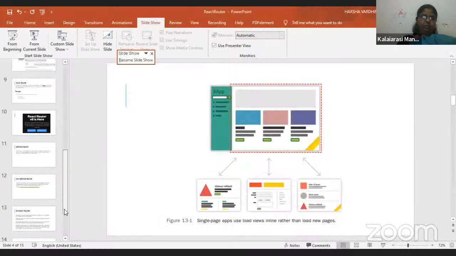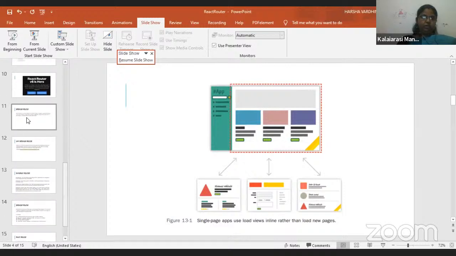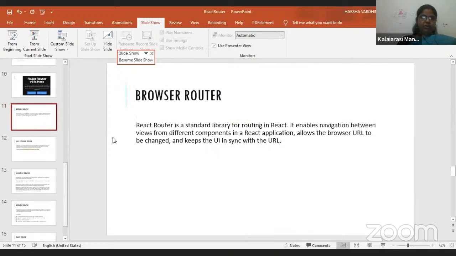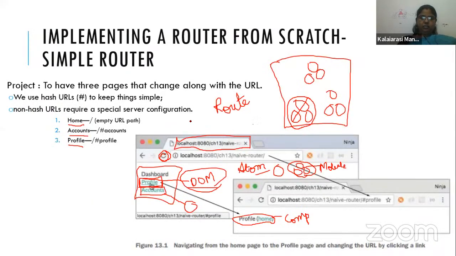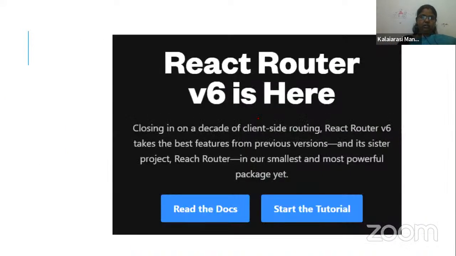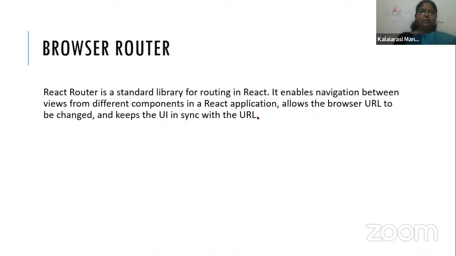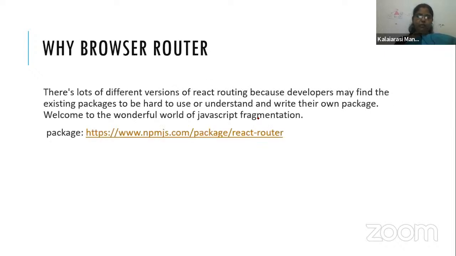Again, I'm entering into the PPT. We were in the concept of browser URL. Give me a moment. So this is the browser router, which we use to keep the declarative UI in sync with whatever is happening within the URL. And next, why browser router is a very important thing you have to understand, and why the existing packages have to implement this.